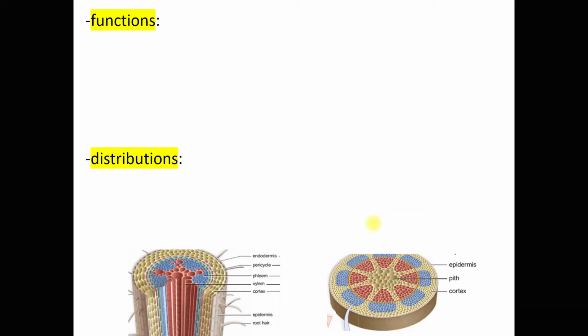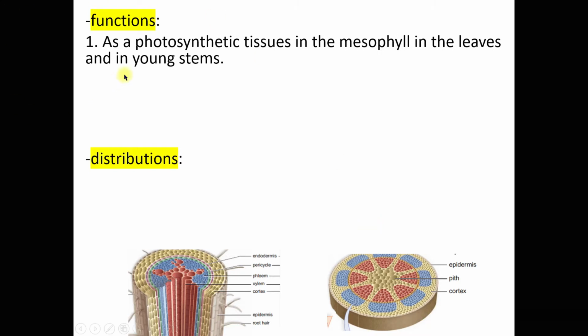Now, functions. They serve as photosynthetic tissues in the mesophyll, in the leaves, and in young stems. Apparently these parenchyma tissues are green in color in the leaves, meaning they have chloroplasts. And in a young stem, what is the color? Usually it's green, meaning those young stems have parenchyma tissues with chloroplasts. That's why young stems are green in color.